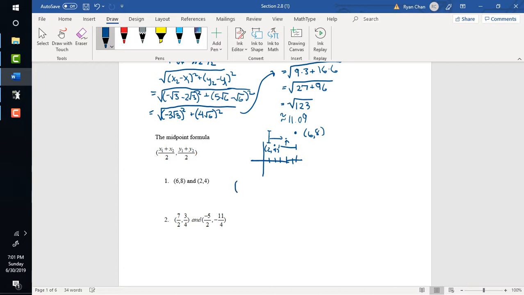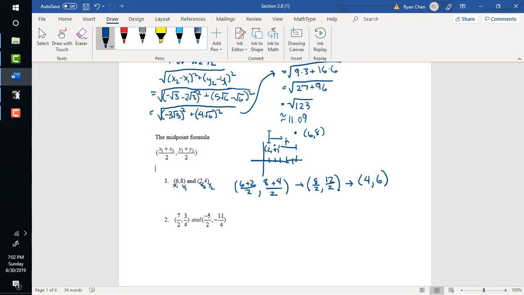So we're going to do the following. It's going to be 6 plus 2, right? Because that's my x's, divided by 2, and then 8 plus 4 divided by 2. This is 4, 6. Okay. And that makes sense because 4, 6, if you notice, is right here. And you can clearly see visually it's halfway in between those two. Okay.